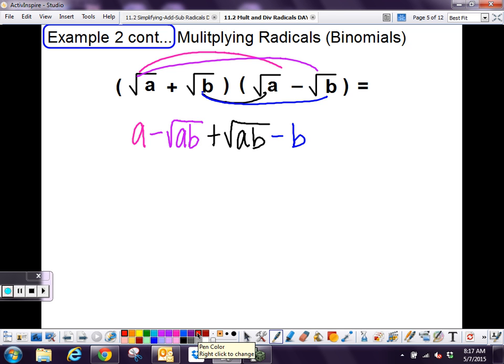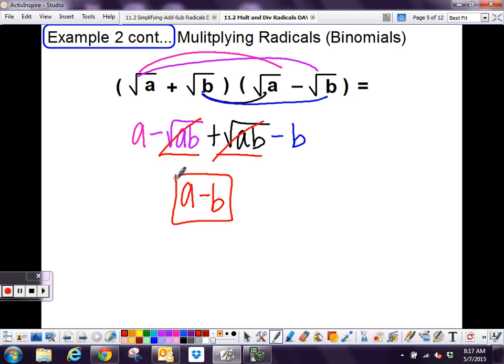Okay, so I'm going to see if there's any simplifying I can do. I have a negative square root of ab and a positive square root of ab, so those are going to cancel. To be able to do that, they have to be exactly the same. You can't have one that's ab and one that's abc. So that just leaves me with a minus b. And I can't simplify that anymore.